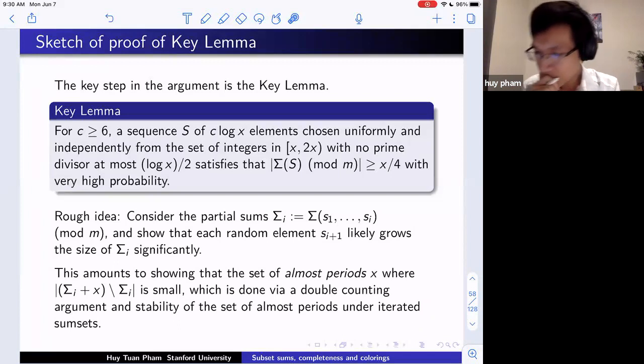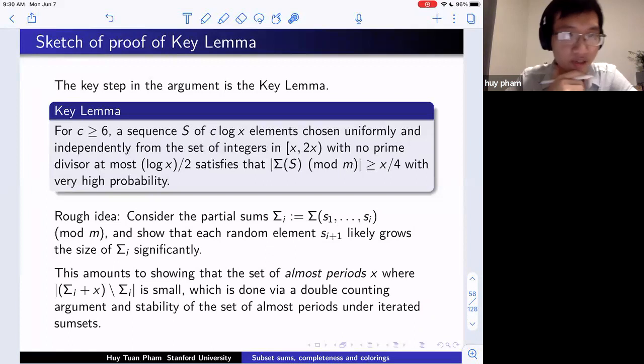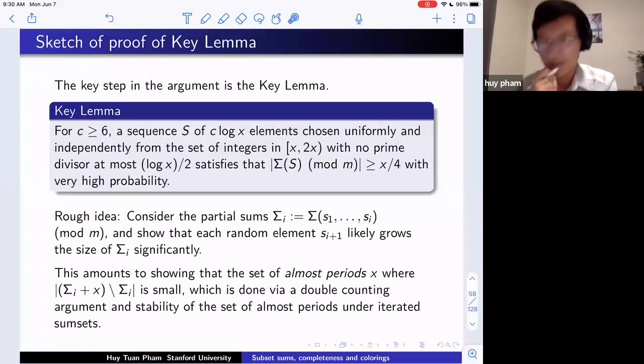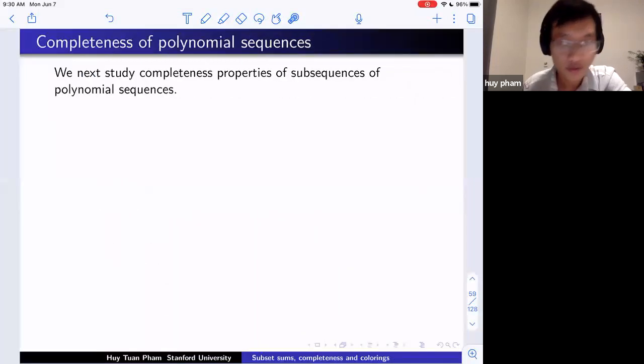Okay, I won't be able to say much more about the details of the proof of the key lemma, but if there are any questions about any part of the proof, I'll be able to take them now. Okay. Otherwise, I'll discuss a little bit about some extensions of the previous result.